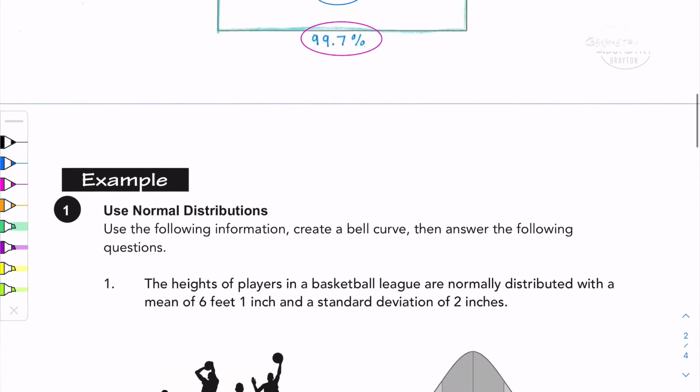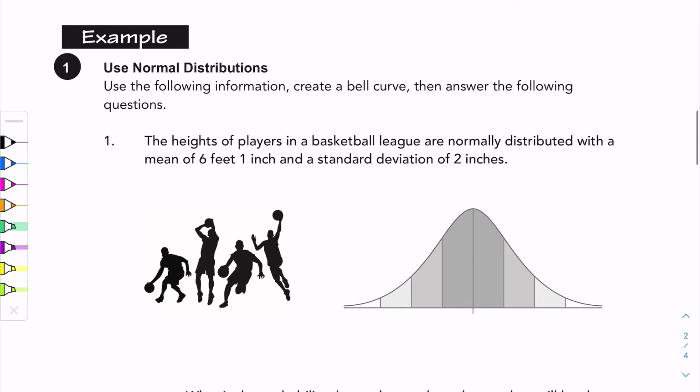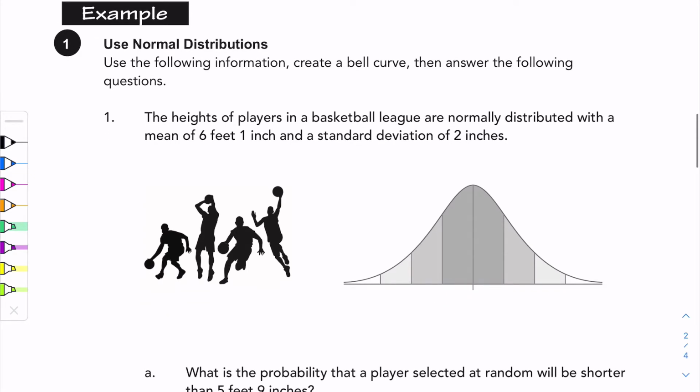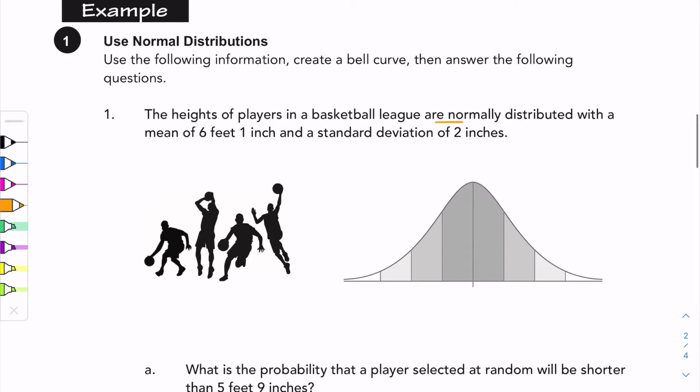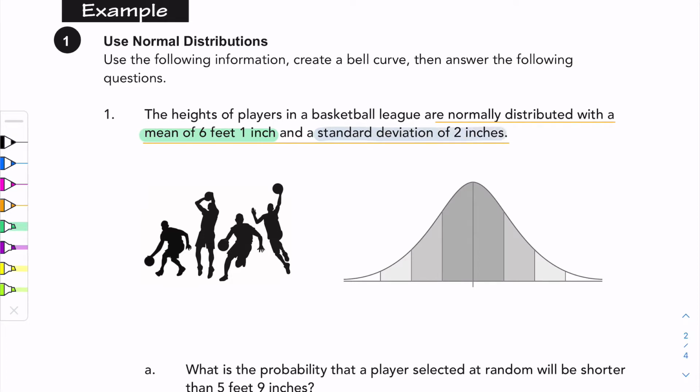Okay, let's take a look at our first example so we can apply what I was just talking about, in case you're just sitting there thinking I have no idea. So this problem right here talks about the heights of basketball players. The heights of players in a basketball league are normally distributed with a mean of 6 feet 1 inch and a standard deviation of 2 inches. So the important information in here is that the mean is 6 feet 1 inch. And then it also tells you that the standard deviation is 2 inches.